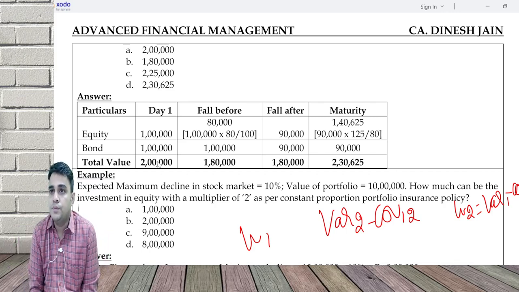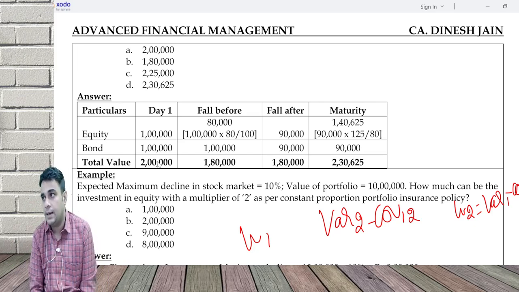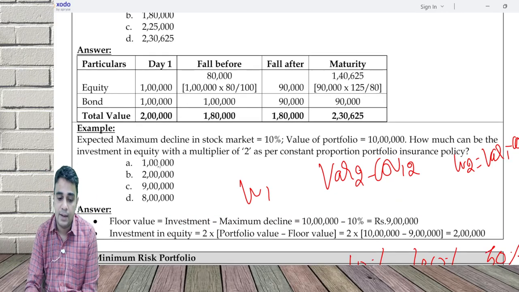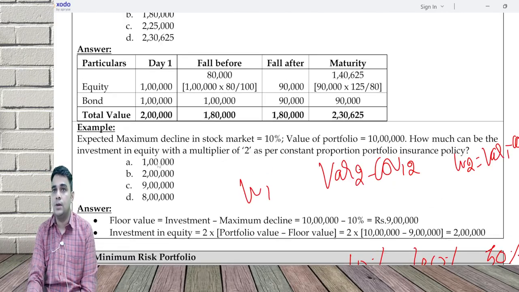What is the floor value? Floor value is 9 lakh. 10 lakh minus 9 lakh into 2. Any doubts on this? Clear?